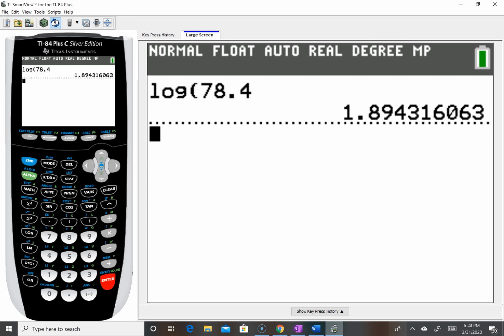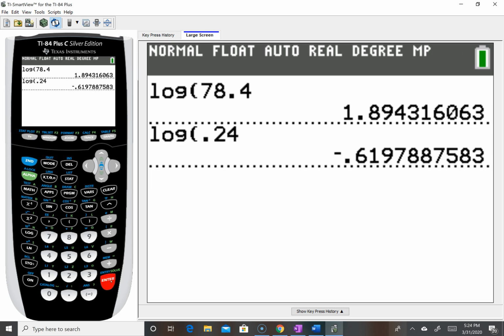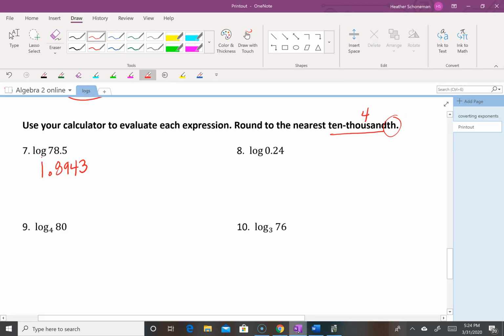Okay, what about the next one? Well, again, the log is just to the left of the 7, so I'm going to do log of 0.24. Oh, it came out negative. Interesting. Isn't that exciting? Just wild and crazy things going on here. Okay, so 7 is the 4th digit. Look to the right. That's more than 4, so I'm going to round up. So I get negative 0.6198.